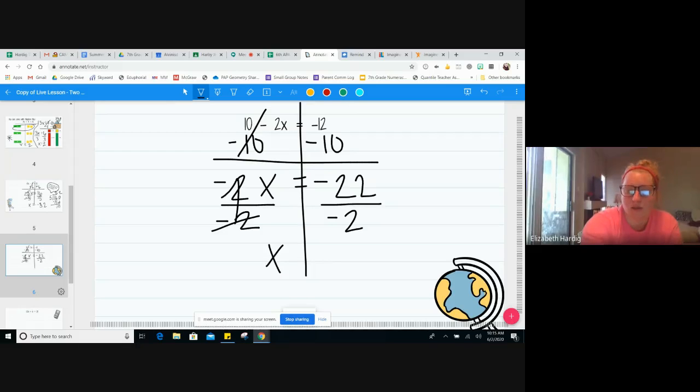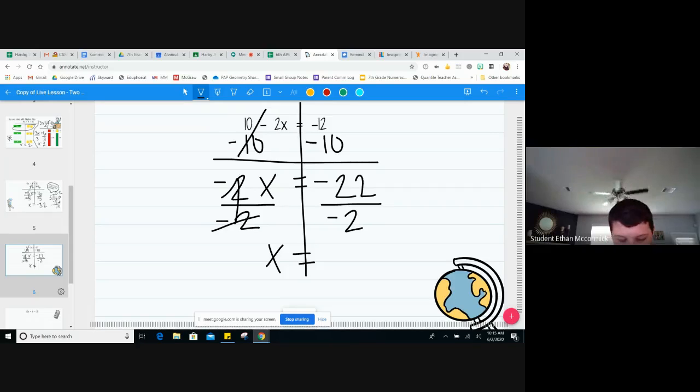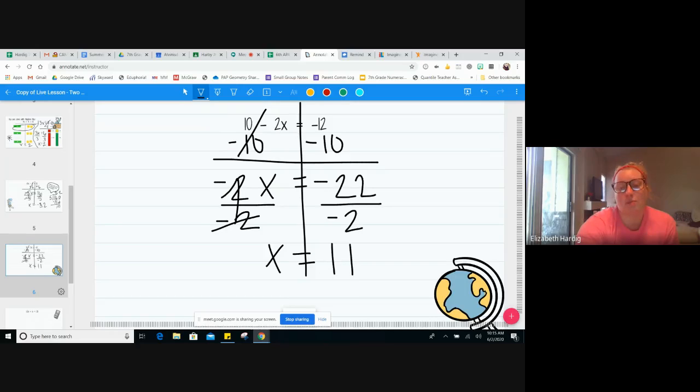So I have 1x equal to, and it's a negative divided by a negative. So will my solution be positive or negative here? Positive. Good. And what's 22 divided by 2? 11. Negative? Oh, it's going to be positive 11.